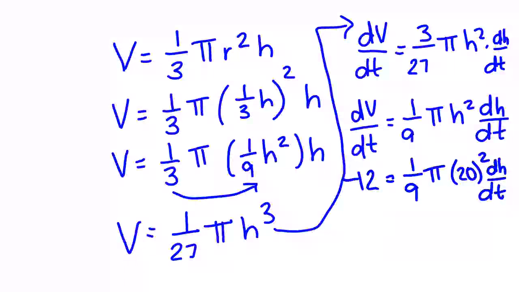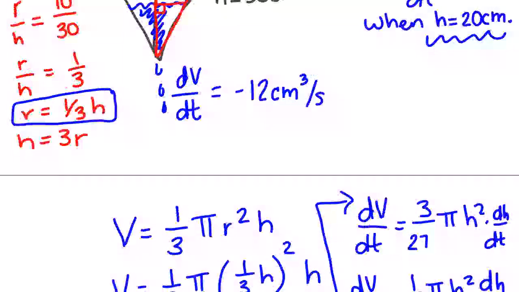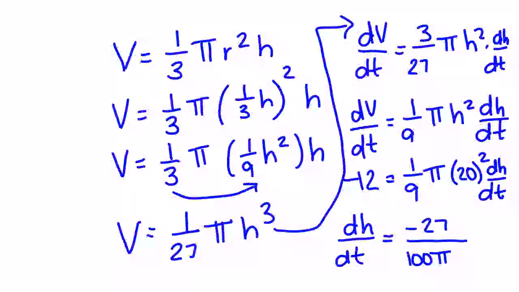Okay, if we divide and reduce that, we find that dH over dt equals -27/100 pi. Now the height was being measured in centimeters and the time was in seconds. So that is centimeters per second.